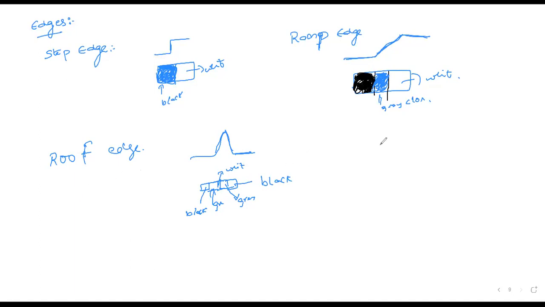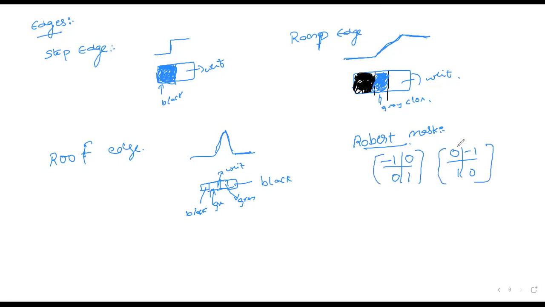Now filter masks. Let us see the first type of filter mask, that is the Roberts mask. The Roberts mask is given as minus 1 0, 0 1, and 0 minus 1, 1 0. Combined, we have to give both. This is the Roberts mask. Next, Prewitt mask.